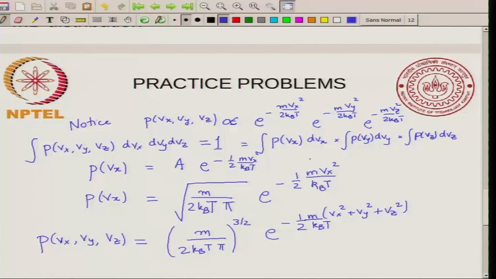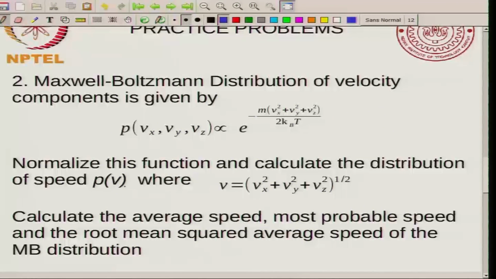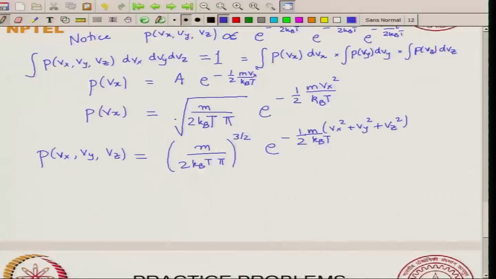Okay. Now, the next thing that we wanted to do, if you go back to the problem, is you wanted to calculate the distribution of the speeds P of v. Okay. So, to do this we will just look at this distribution, and what you want to do here, you have Vx, Vy, Vz, okay, and what you want to calculate is the distribution of the speed v. So, here we have 3 variables and here you have only one variable.